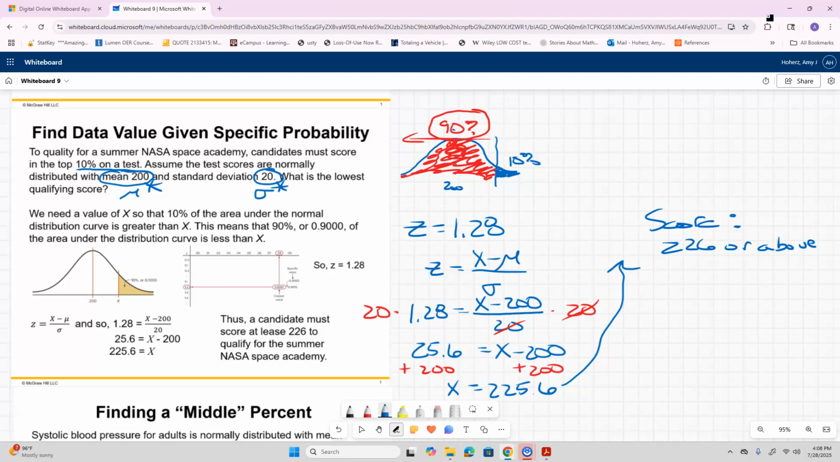Because it's probably not a rounded value, it's probably all whole numbers. So 226 or above is what they have to score in order to be in that top 10% and be considered for the academy.